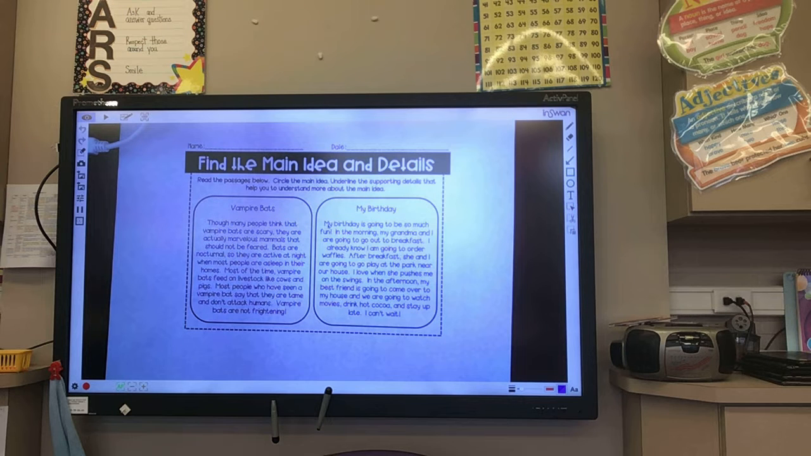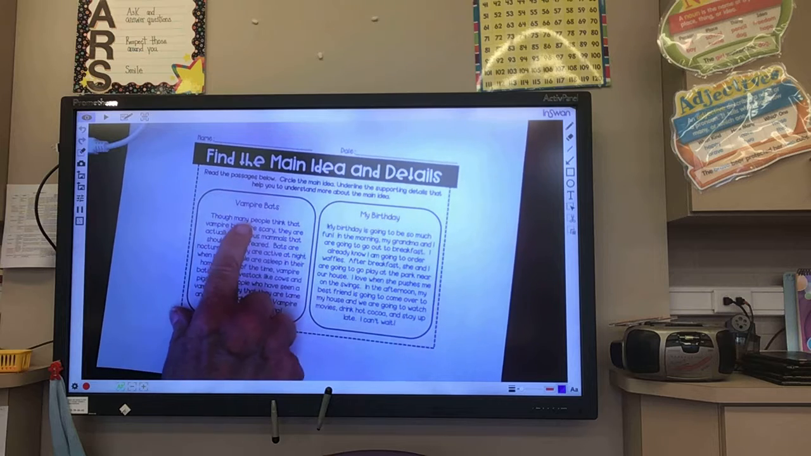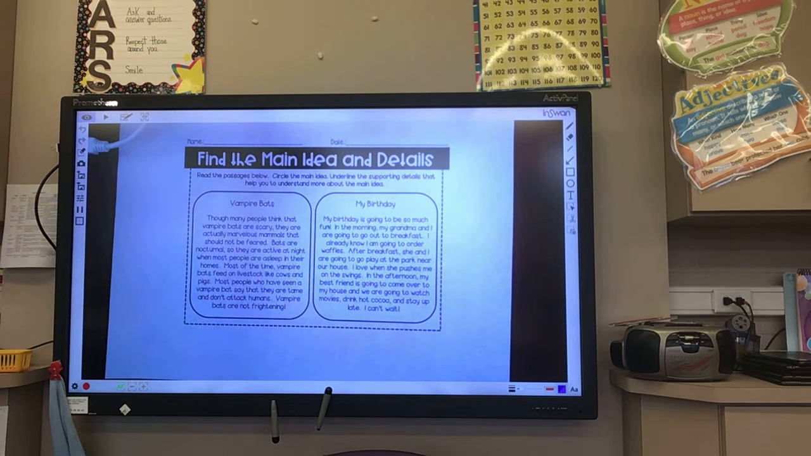So let's read what we have here. We have a passage about vampire bats. Do we see that right here? Can I have somebody read in a really loud voice about vampire bats? They're going to have to use their teacher voice. I need a teacher voice. Sophie, in a loud teacher voice.